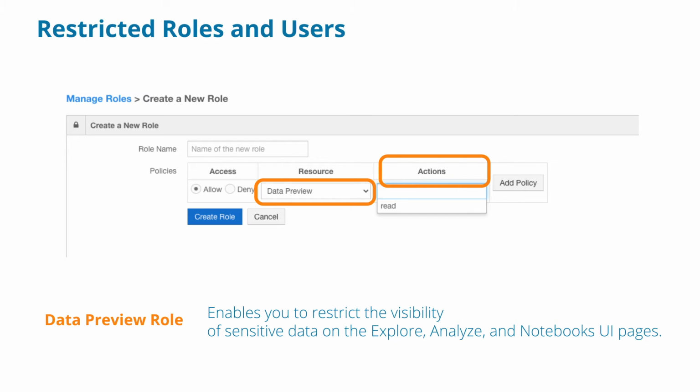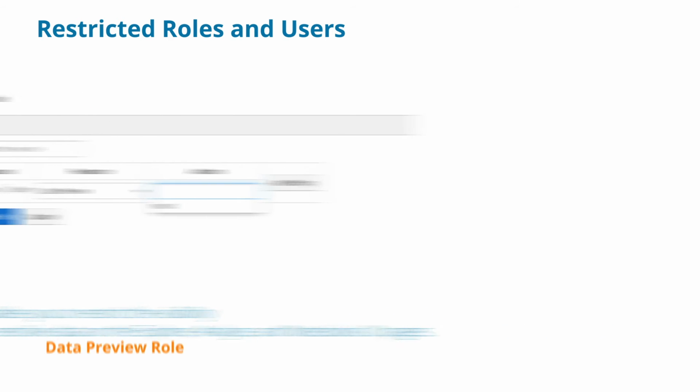To create a Data Preview role, navigate to the Manage Roles interface, click the Add icon to create a new role, and then select Data Preview as a resource. Note that the command results are not impacted by the Data Preview role. Users belonging to this role can still see the command results.